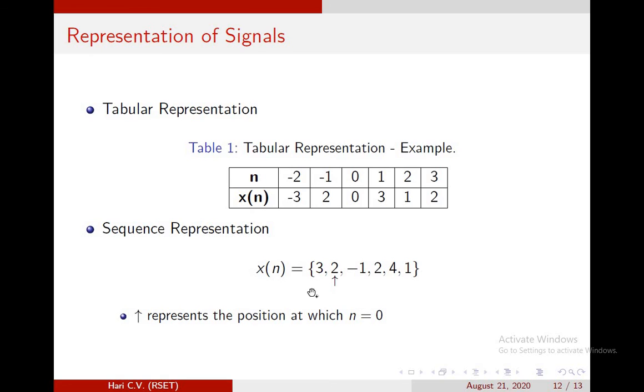x of n is equal to 3, 2, -1, 2, 4 and 1. Here you can see an upper arrow; this upper arrow represents the position at which n is equal to 0. If it is not given, we will take the first value as the position at n equal to 0.